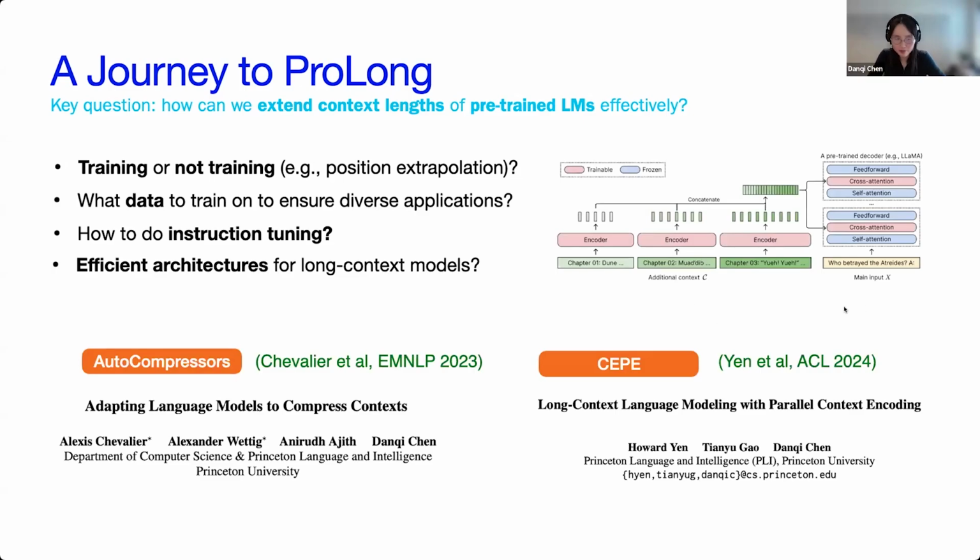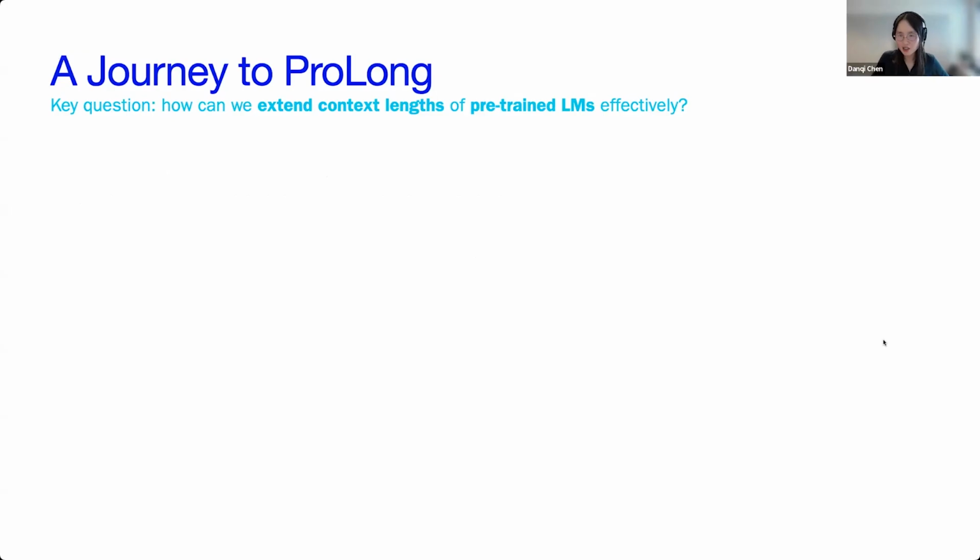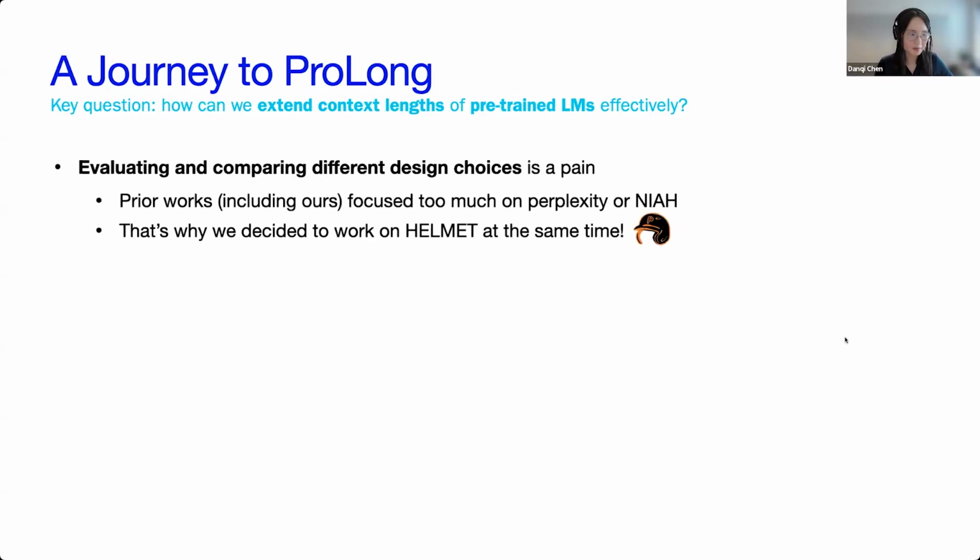Even in my group, before we did ProLong, we had two papers, one in EMNLP 2023 called AutoCompressors, and another paper called SEP in ACL 2024. We basically tried to modify the transformer model architecture to make sure that hopefully these models can incorporate long context in more efficient ways. But it turns out this type of efficient architecture doesn't work as well as we expected.